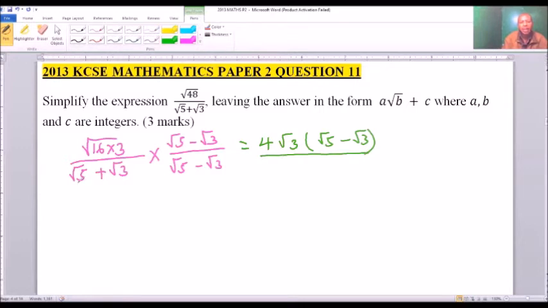Then in the denominator, you multiply root 5 times root 5, that will give you 5. Root 5 times minus root 3 gives you minus root 5 root 3. Then root 3 multiplied by root 5 will be plus root 5 root 3. And finally, root 3 multiplied by minus root 3 will give you minus 3.